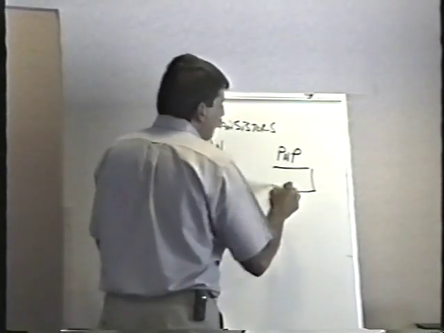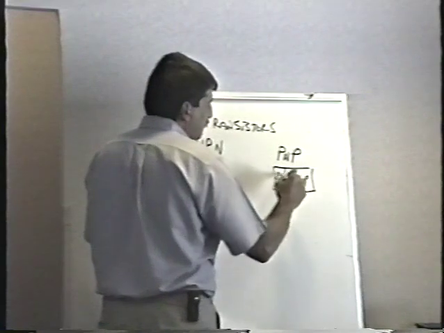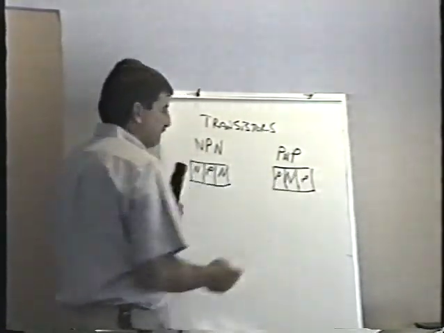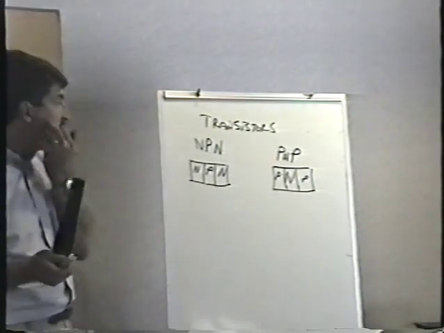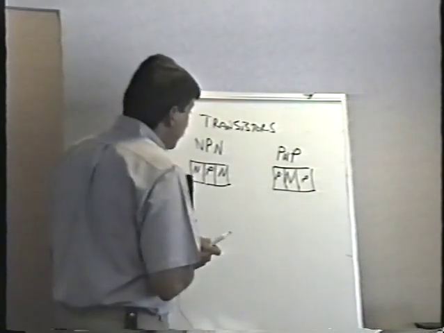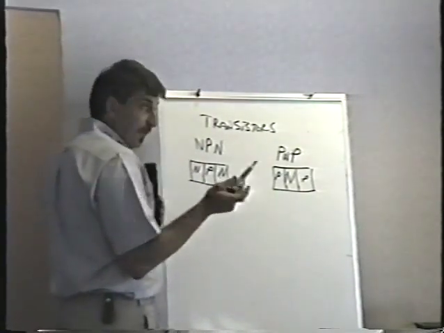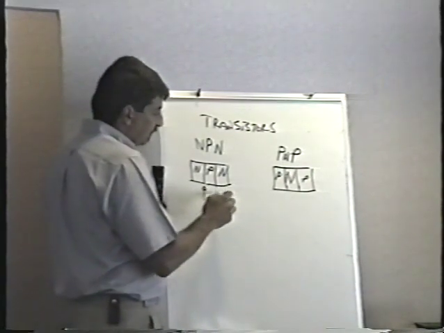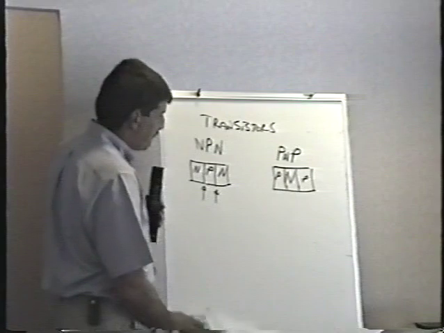A PNP transistor has pumpernickel on each end and some non-specific food item in the middle, whatever that is. It starts with an N there. But that's how they get their names, NPN and PNP. And remember the diode had that one PN junction to test? The transistor actually has two that will test, and I'll show you how to do that in just a second.